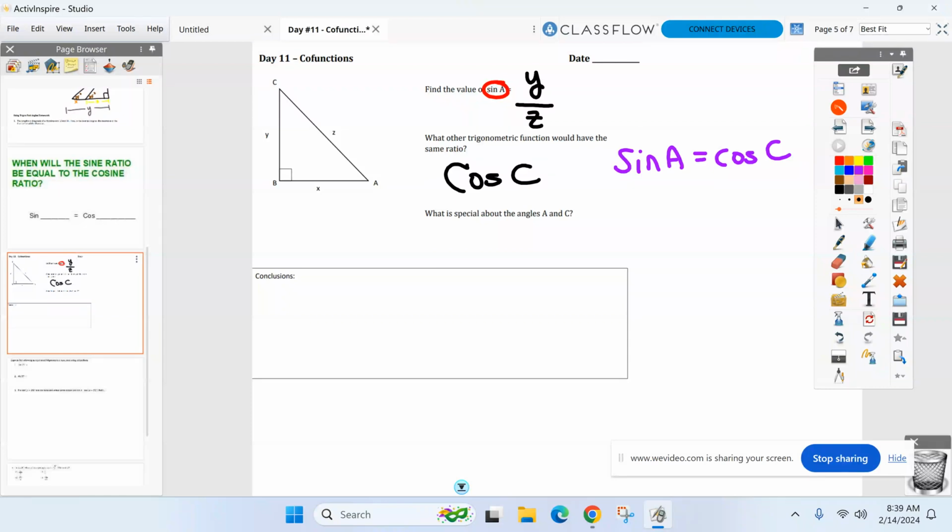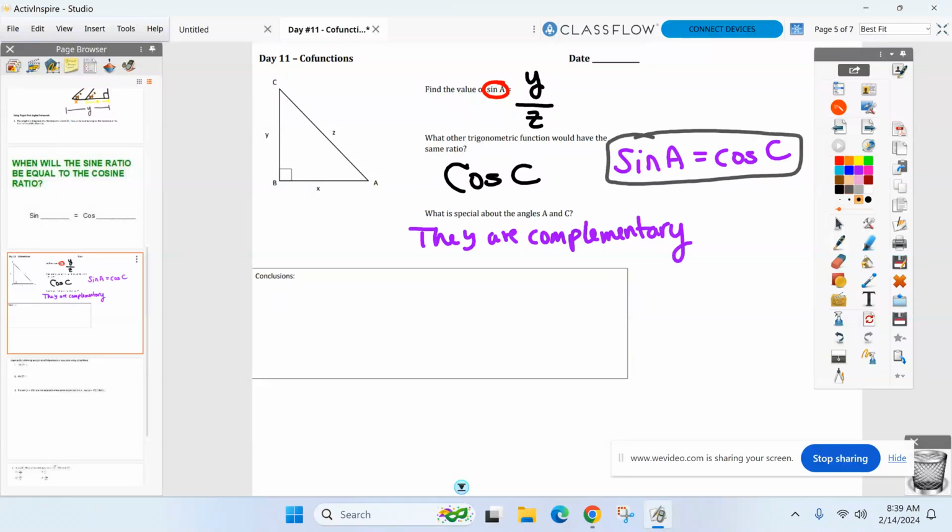If you take A and C and put them together, anybody know what they should always be equal to, Cormac? 90 degrees. What's that called if two angles equal 90? Complementary. So angles A and C are complementary. And that is the only time when this is going to happen: when the sine ratio and cosine ratio are equal, if and only if the angles add to 90.